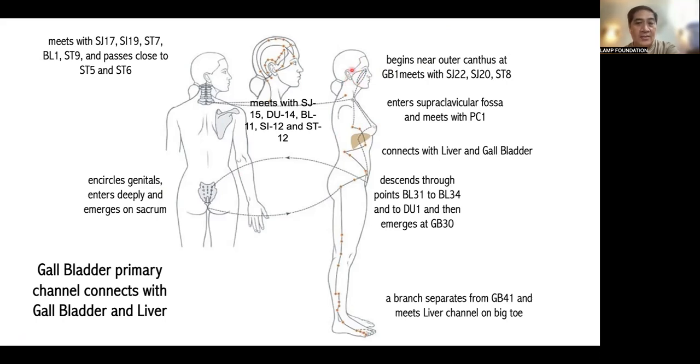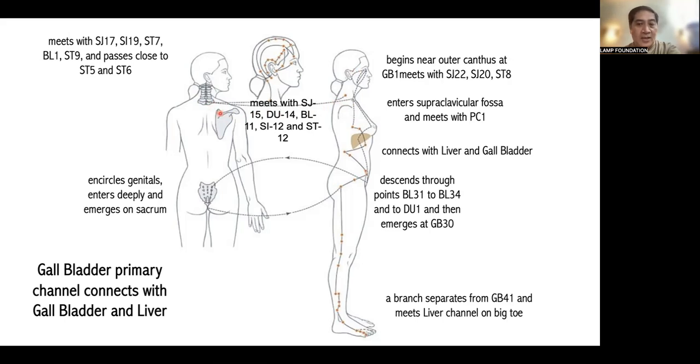small intestine channel at SI17. Then, at the top of the shoulder, it turns back and runs behind the Sanjiao channel to intersect the Du channel, or the governing vessel channel, at Du14 on the spine. I think all of us are now familiar with where Du14 is. Finally, the channel will turn downward and into the supraclavicular fossa, so pababa siya.